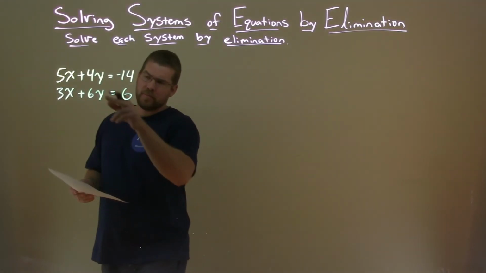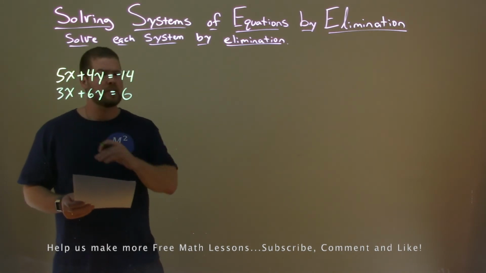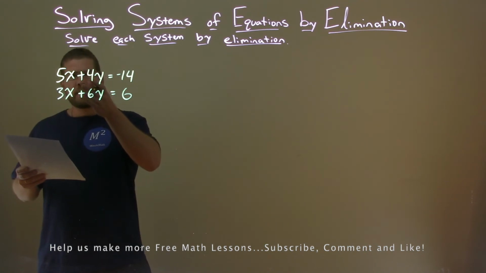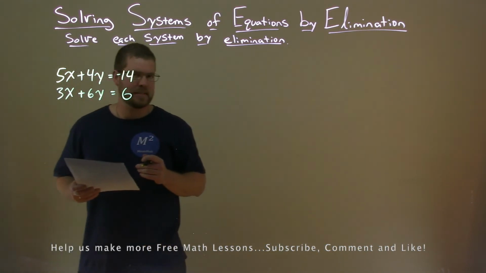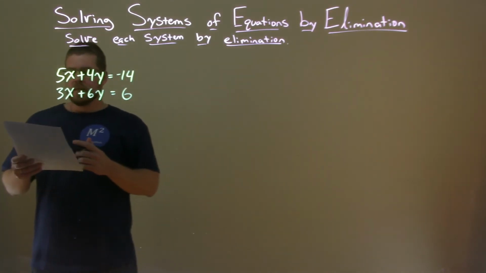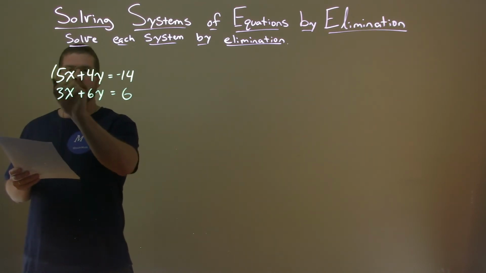We're given this problem. 5x plus 4y equals negative 14. 3x plus 6y equals 6. And we're solving by elimination. Well, right now, I cannot add these two equations together. If I did, nothing would eliminate. So we have to multiply both of them by some factor. Let's try to eliminate the x.